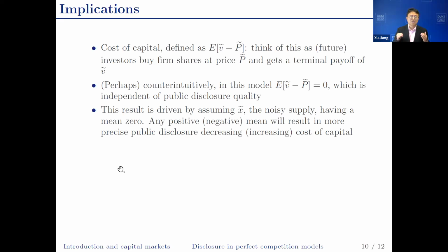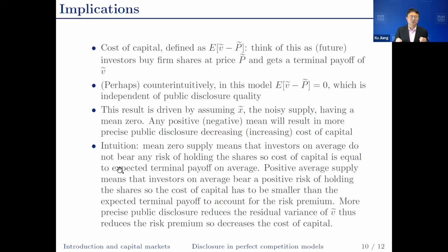Why is that? This is because the noise supply, X, has a mean of zero. If you assume any positive mean, then more precise public disclosure is going to decrease cost of capital, and vice versa. Why is that? If you have a mean zero supply, that means on average, investors hold zero supply of the shares. It means that on average, they don't bear any risk of holding the shares and having to discover what V really is. So in this case, on average, cost of capital is equal to expected terminal payoff.